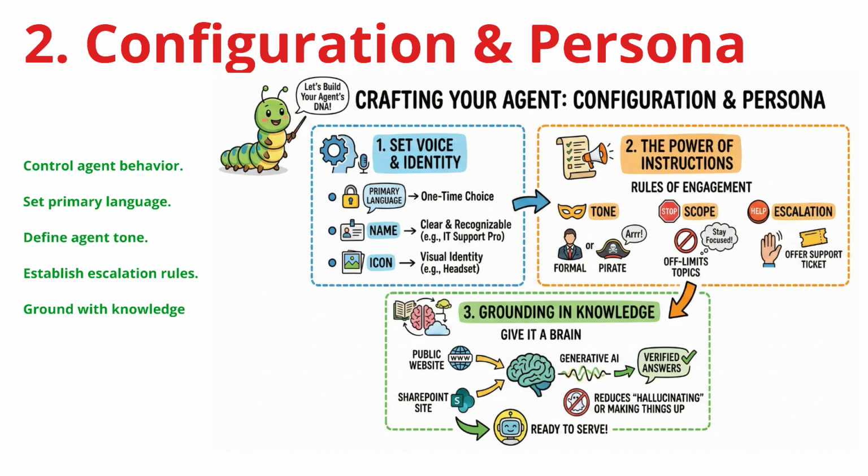Finally, you must ground it in knowledge, essentially giving it a brain. By pointing it to trusted sources like a live website or a SharePoint site, the generative AI provides verified answers based only on that info. This stops it from hallucinating or making things up. Now your agent is ready to serve.